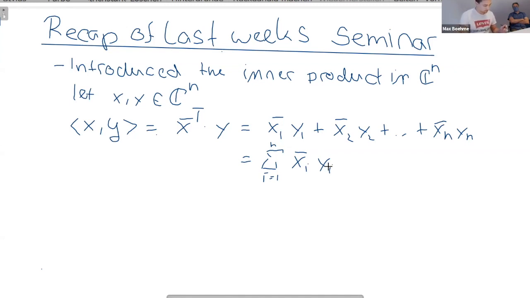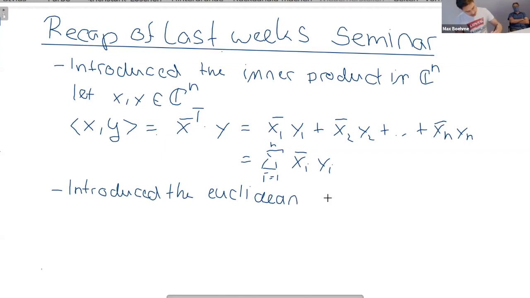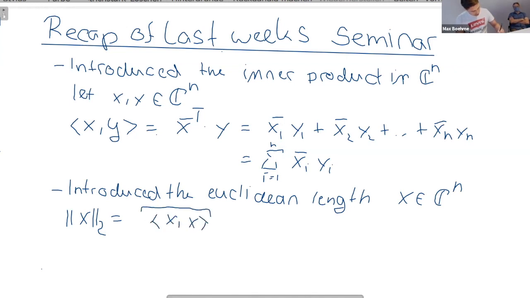Okay, so that's something pretty concrete. And we also introduced the metric, the Euclidean distance, or length of a vector, by saying that this expression here of a vector x in C^n is, again, nothing more than the scalar product of the vector with itself, and take the square root of it.